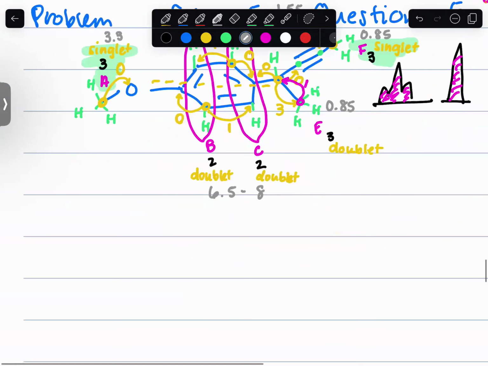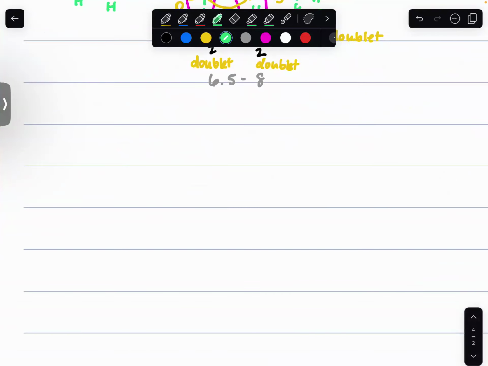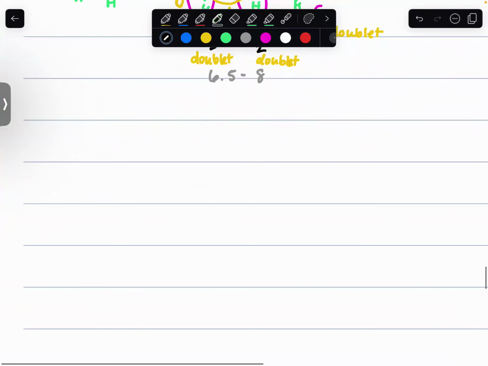So now we have extracted basically all the information we could possibly get out of this structure. So now we can shift our attention to the actual spectrum that we were given. I'm gonna do a really poor drawing of the spectrum just to help us identify.